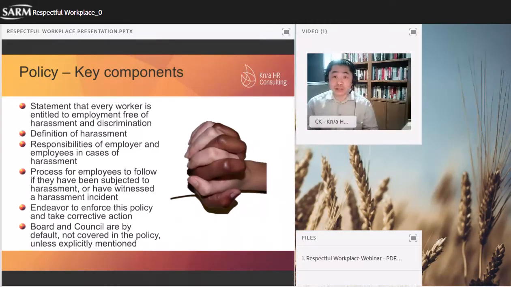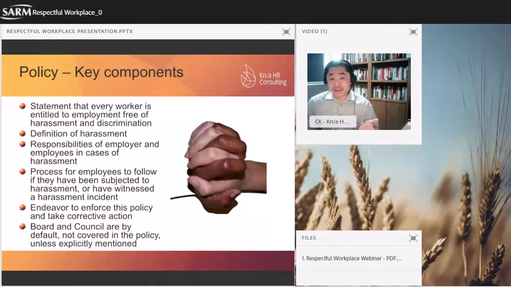Who should they contact? Where will it go? And if there's an investigation, who needs to be involved? Who needs to be informed? And at the end of the investigation, who needs to receive a copy of the report? Do people just see the summary or the full details of the report in question? And also, there has to be the endeavor to enforce this policy and to take corrective action.